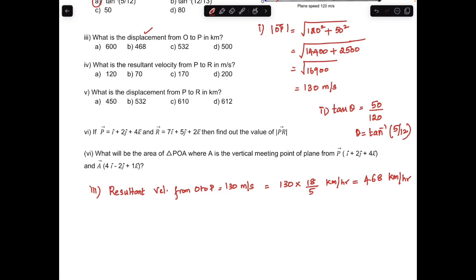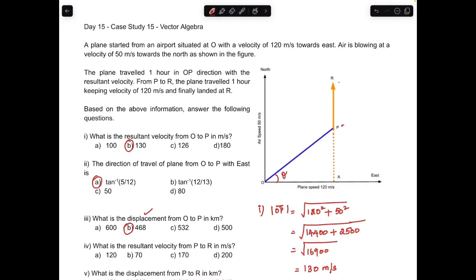So ultimately the displacement becomes 468 kilometer. Option is B. Subdivision 4. What is the resultant velocity from P to R in meter per second? The question says from P to R, the plane traveled 1 hour, keeping velocity of 120 meter per second. So the velocity of the plane is 120 meter per second. Because it is flying in the direction of the wind, it's going to add up.